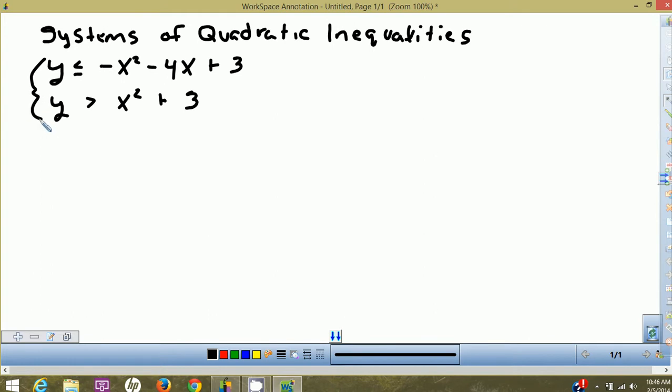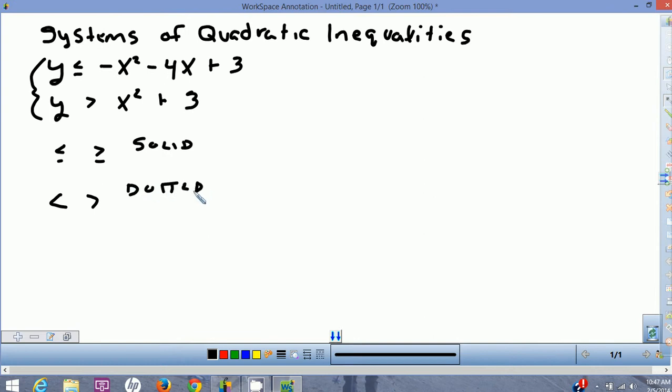You're going to find that this works very similar to systems of equations and inequalities we've done before. The only difference is this time we have quadratics. And some of the same things hold. If I have a less than or equal to or greater than or equal to sign, I need a solid line on my quadratic. If I've got a less than or greater than, I need a dotted line for my boundary line. So this one would be solid. This one would be dotted when I drew in my boundary line.